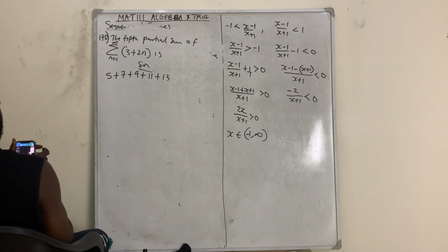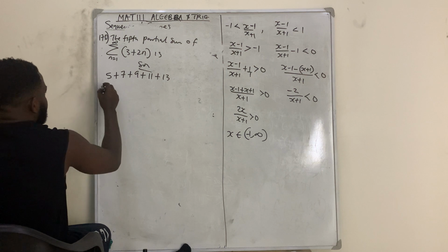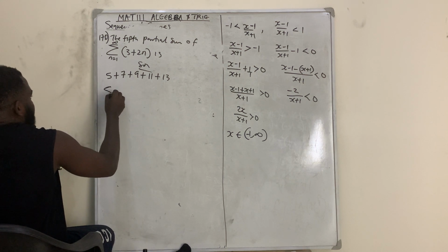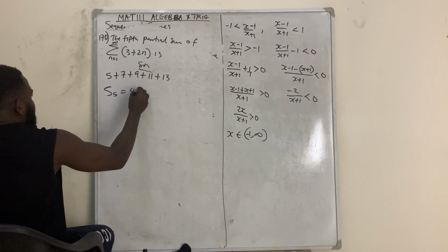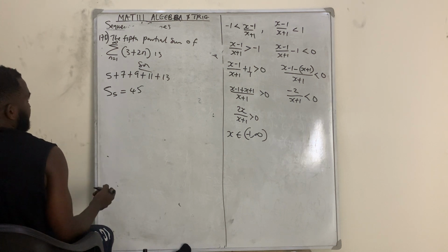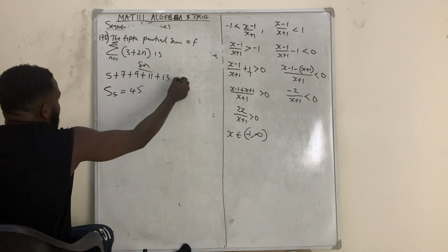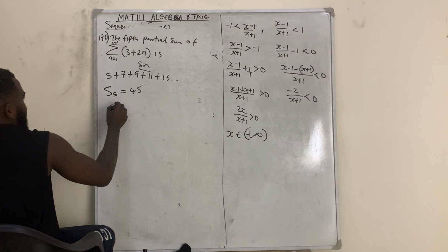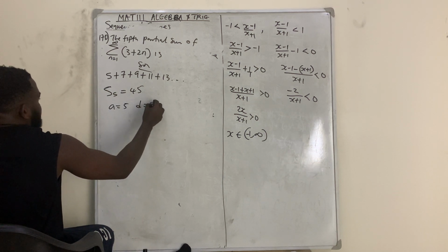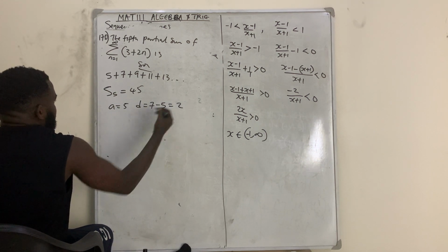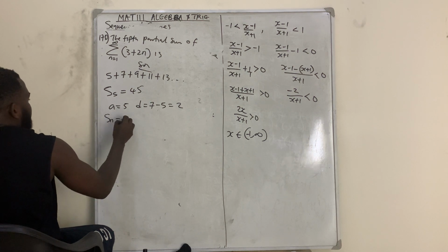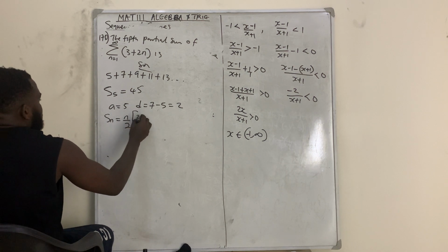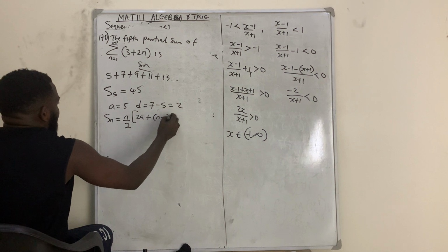So you're going to have 5 plus 7 plus 9 plus 11 plus 13. The fifth partial sum, S5, will give you 45. But if you don't want to do it like that, another way, since you have gotten the terms, you can say that the first term is 5, and the common difference is 7 minus 5, which is equal to 2. Don't forget that Sn is equal to n over 2 into 2a plus n minus 1 bracket d.